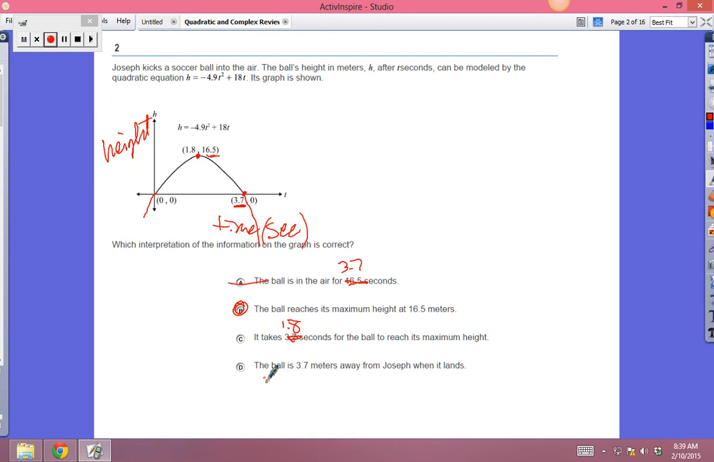And then this last one, D, the ball is 3.7 meters away from Joseph when it lands. 3.7 is the time that it lands, so it takes 3.7 seconds for it to come back down to Earth. We don't know how far it is, so we don't know D.